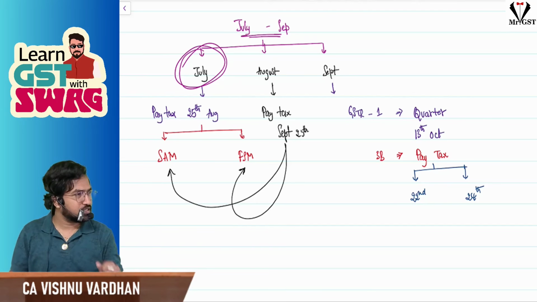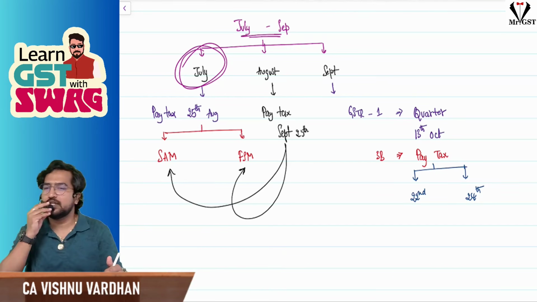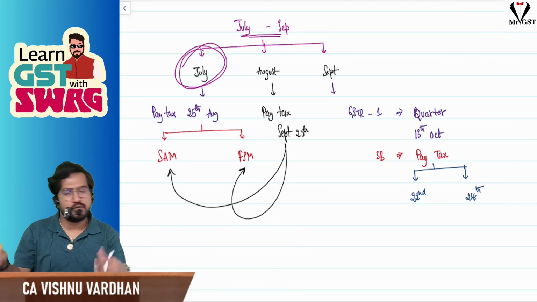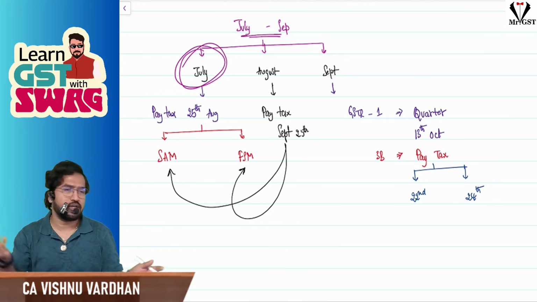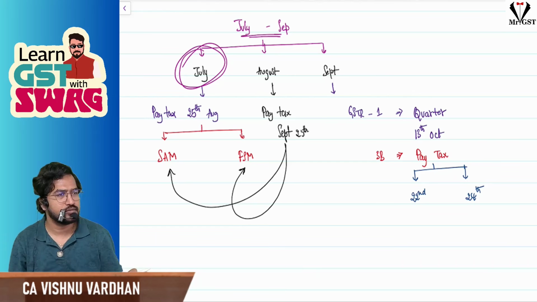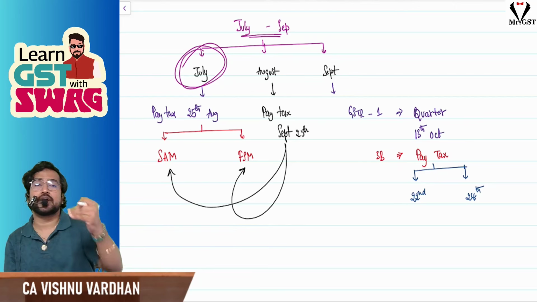Already 2 months, 3 months delay has happened. Next time, will I do the same mistake? Next to you, one other fellow is selling the same goods, not under the QRMP scheme. Both of you are selling at the same price or giving the same credit period. Why should I purchase from you when I get ITC here immediately? Correct? So now there is a big problem of passing on credit.